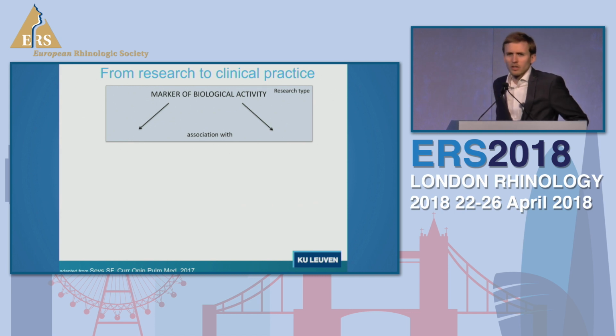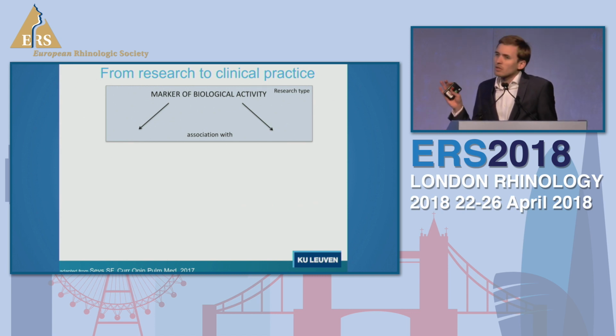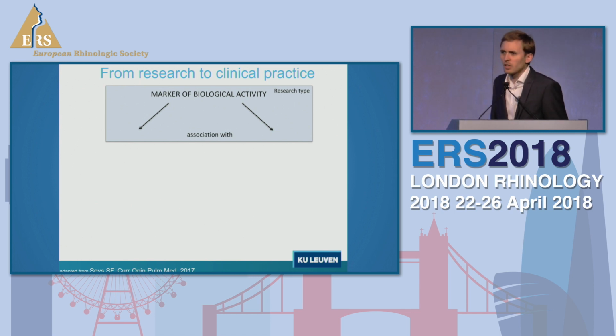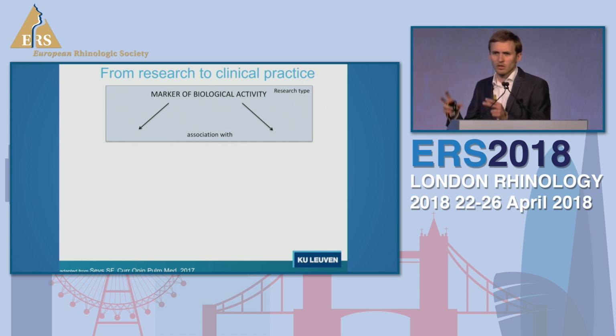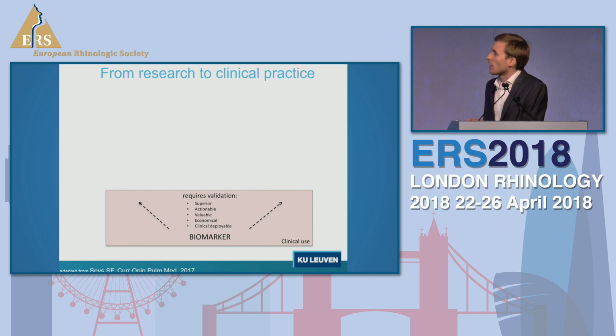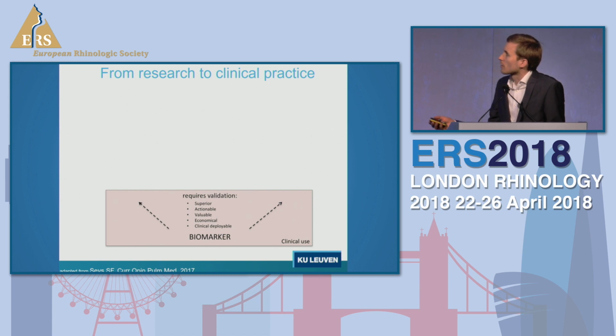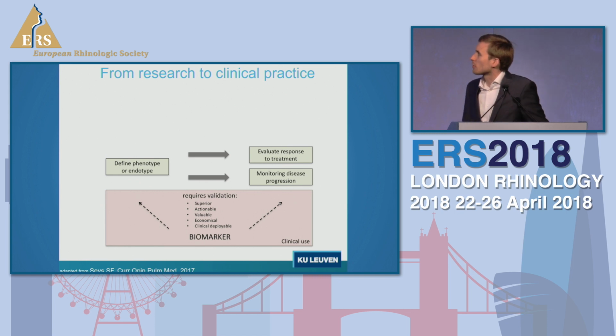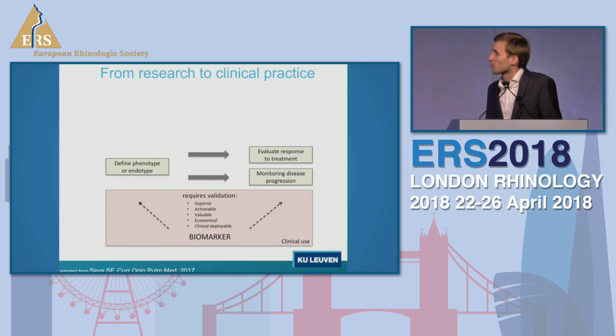A lot of research nowadays is focusing on markers of biological activity. So it's showing a difference between a diseased compared to a healthy situation. It's showing an association between a certain marker and a disease. But in order to move towards clinical practice, we need biomarkers that also are validated for use in clinical practice, and this is what I will show in the next couple of slides. In this way, we will be able to use these biomarkers to evaluate treatment response and monitor disease progression.